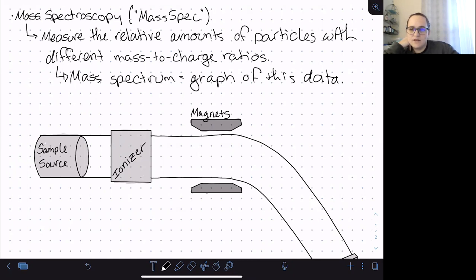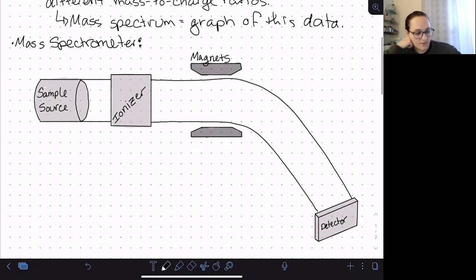And so the way that this is done is using a fairly complicated piece of machinery known as a mass spectrometer. And I have a very simplified diagram here of what a mass spectrometer is. So essentially, we have some sample that we're trying to analyze.